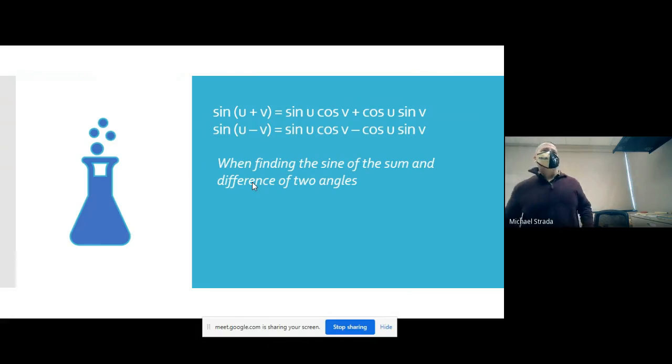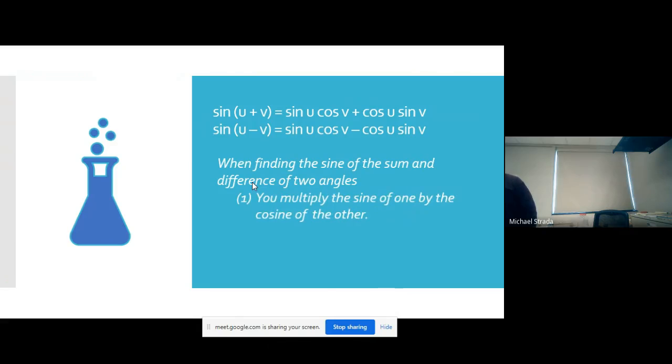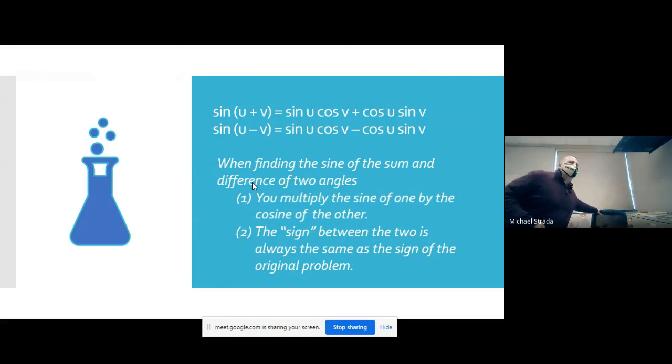You don't have to write this down if you don't want to, but when finding the sine of the sum and difference of two angles, you multiply the sine of one by the cosine of the other. The sign, S-I-G-N, between the two is always the same as the sign of the original problem. So it's always sine cosine plus cosine sine, or sine cosine minus cosine sine. Now, if it's an addition, it's not going to matter, because addition is commutative. But you've got to be careful of the subtraction. When it's subtraction, make sure you stay with sine u cosine v first, minus cosine u sine v.